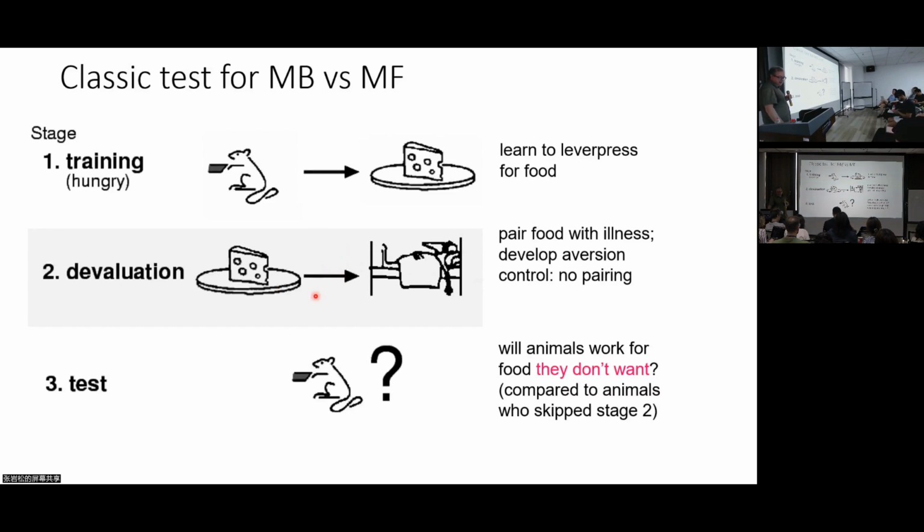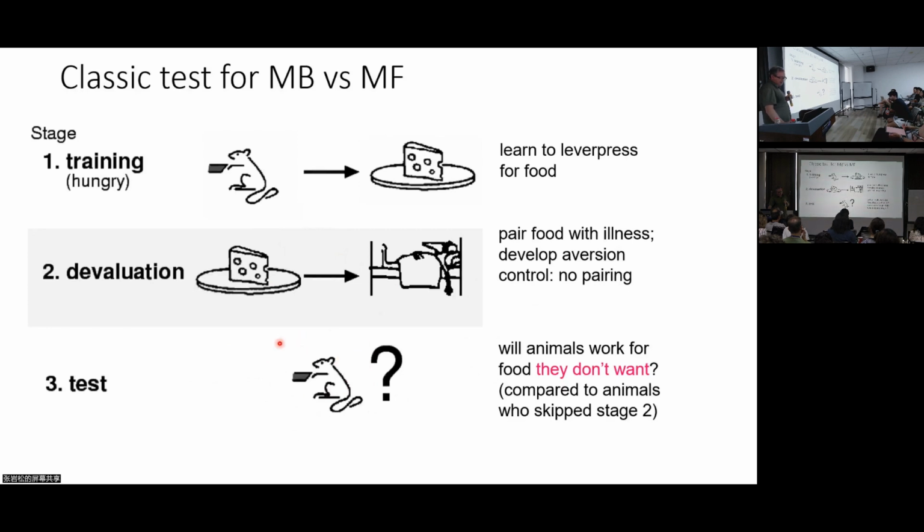So now you have a case where the animals learn to lever press for food, you put them back in the chamber and you ask, will they work? Will they lever press? And the control for this is animals who still want the cheese, who haven't undergone this pairing. And the other important thing about this study is that to avoid new experiential learning in phase 3, you do this at extinction. You don't give the food. You just put them back in the box, you turn the lever off, and you see if they press it.